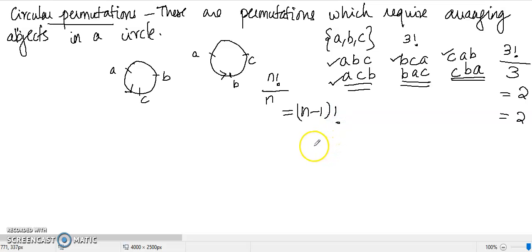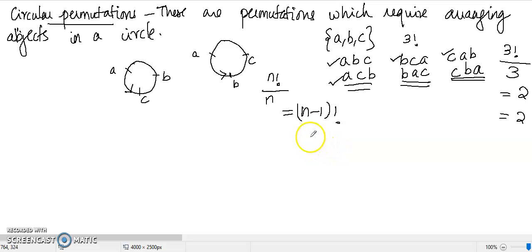So this happens because circular permutation നമ്മൾ എടുക്കുമ്പോൾ അതിനൊരു starting point or end point ഇല്ല. So all the n arrangements will be the same. നമ്മൾ ഒരു particular arrangement എടുത്തു കഴിഞ്ഞാൽ അതിന് equivalent ആയിട്ടുള്ള n arrangements ഉണ്ടായിരിക്കും.